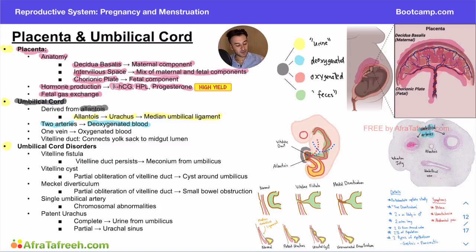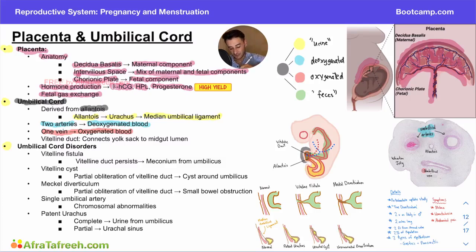So let's go ahead and talk about our vein now, which is going to carry oxygenated blood from mom. And basically this is going to go up to what will become the future inferior vena cava. And we know that the inferior vena cava is a venous structure normally carrying deoxygenated blood, but in the case of the fetus, it's carrying oxygenated blood. So everything here is kind of in reverse.